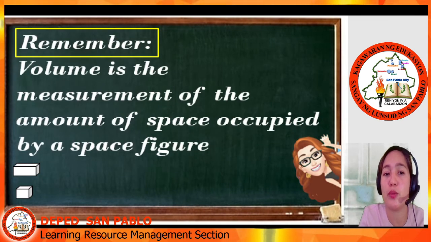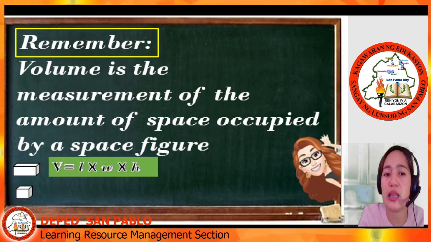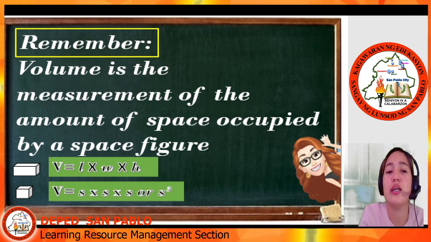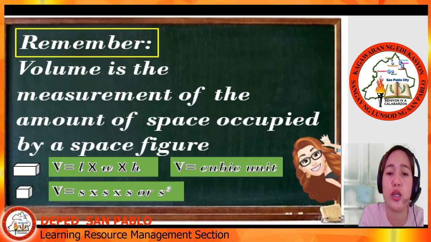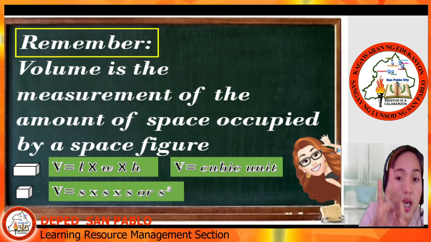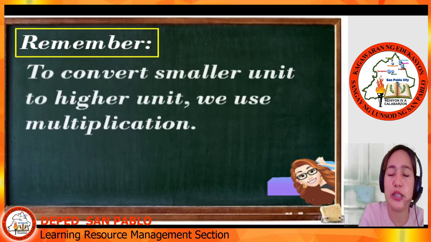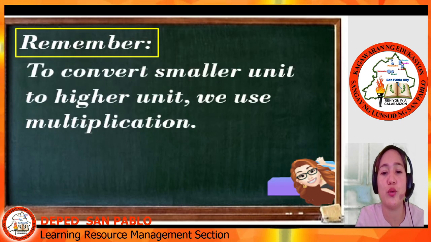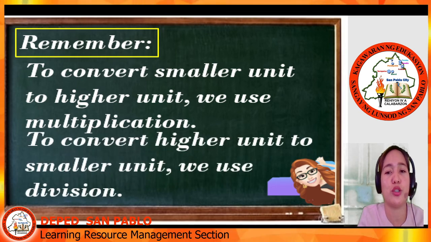Now, remember this. Volume is the measurement of the amount of space occupied by a space figure. We use length times width times height to find the volume of a rectangular prism. And we use volume equals side times side times side, or s to the third power, to find the volume of a cube. Remember that your answer should always be in cubic units, because we are dealing with 3 dimensions. Also, remember that to convert a smaller unit to a higher unit, we use multiplication, and to convert a higher unit to a smaller unit, we use division.